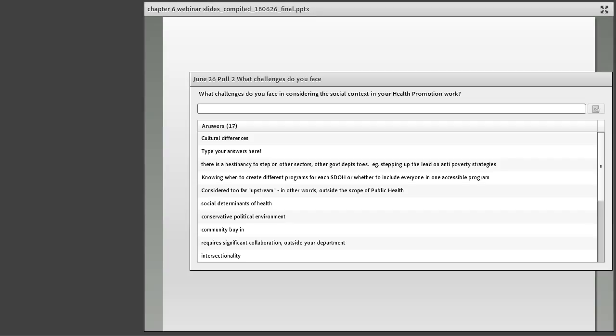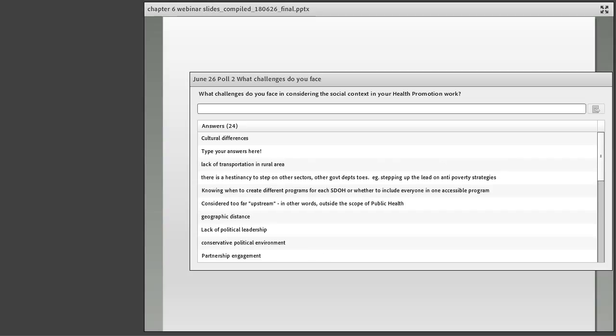Hesitance to step on other sectors, other government department toes. Oh, that's a really interesting one. Keep going. Keep adding some things in. We'll give it a few more seconds. Conservative political environment. This is really, really interesting. I think we're getting some really interesting things here, and it'll be hard for everyone to read through. What we'll do is we can share the results of this after the webinar. We can compile some of the main results and send them to everyone if that's of interest.